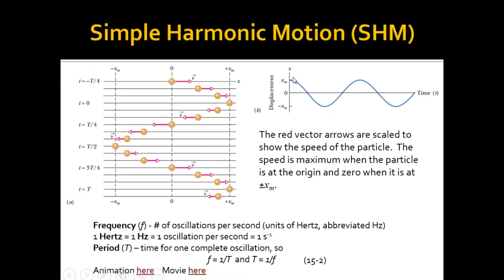So here's a graph showing if I choose to start at this point right here, I would have a maximum positive x displacement, and it goes to zero and then to the negative x max and back to zero and to the positive x max and so on. It's swinging back and forth between positive x max and negative x max. So this is a graph of its displacement as a function of time.